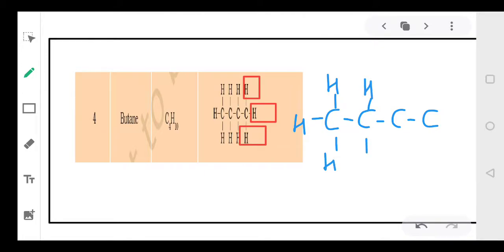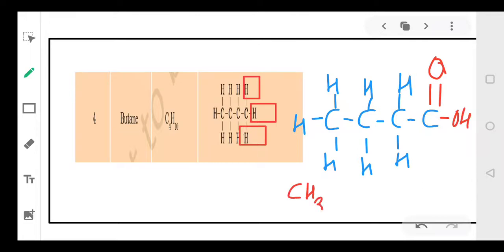There is H. Here also H. Here also H. So we will have double bond O and OH. Okay, now this formula is CH3 CH2 CH2 COOH.